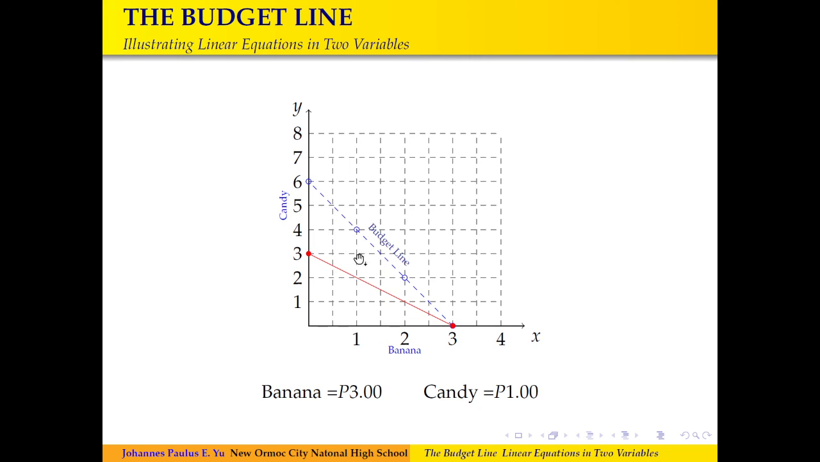That's a good indicator. So I hope guys that you have learned something about the idea of a budget line. This is illustrating linear equations in two variables, no? So inyo makita, no? They are just straight lines. But indeed, this is connected to economics, no? Basic economics, or preparing yourself in the real life situation.